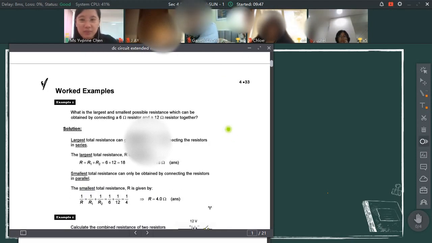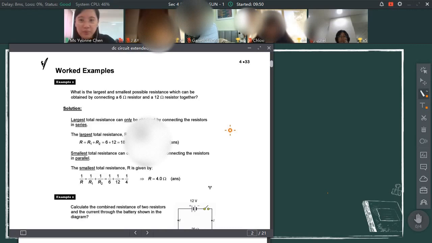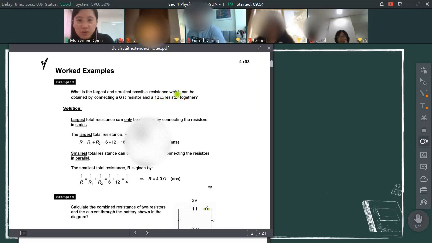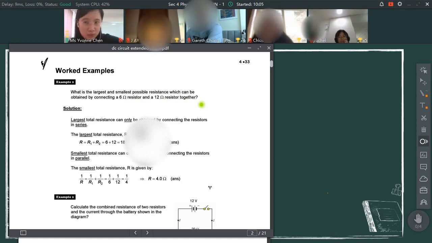So there are some examples. Let's look at this example. What is the largest and the smallest possible resistance which can be obtained by connecting a 6 ohm resistor and a 12 ohm resistor together?